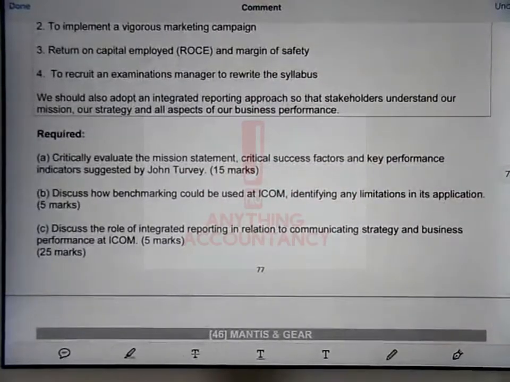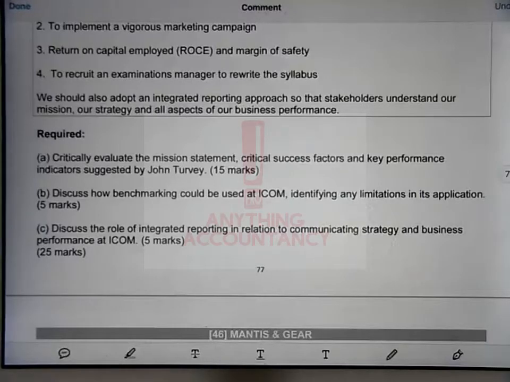Critically evaluate the mission statement, critical success factor, and KPI suggested by John Thurber, 15 marks. So all you have to do is criticize that. Actually not. Critically evaluate. What looks good? Anything good about it? Anything bad about it? Are you clear? Discuss how benchmarking could be used in ICOM.